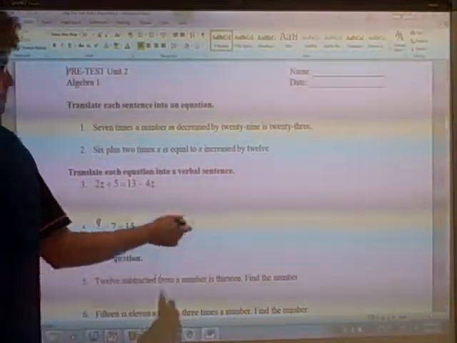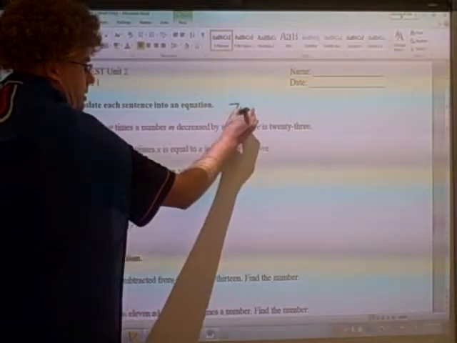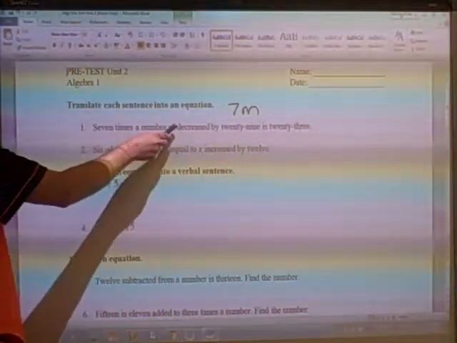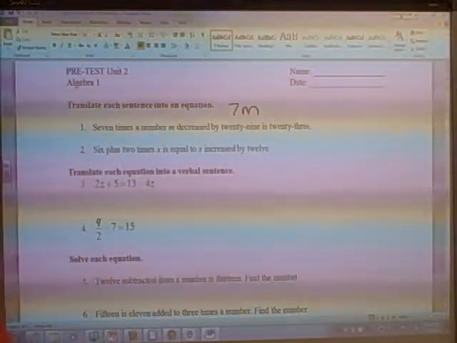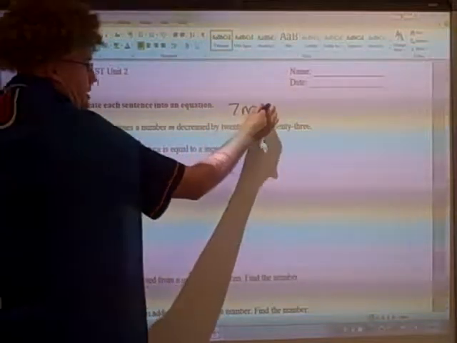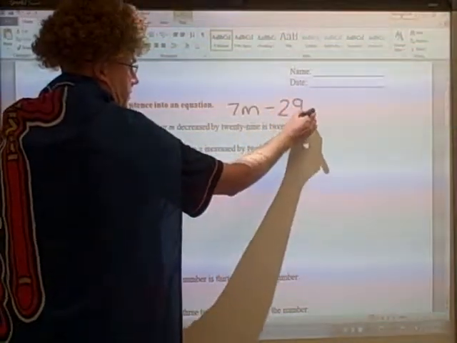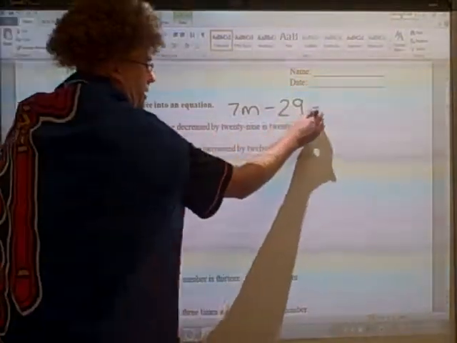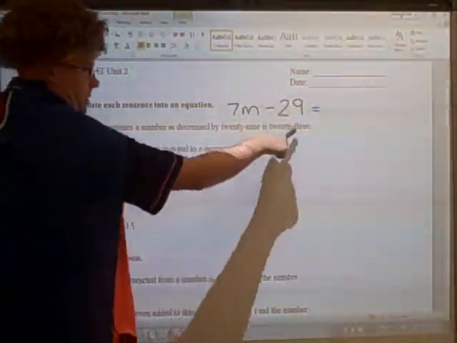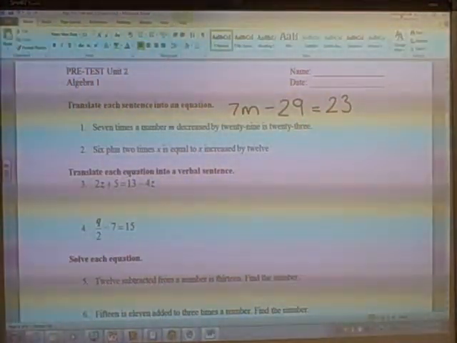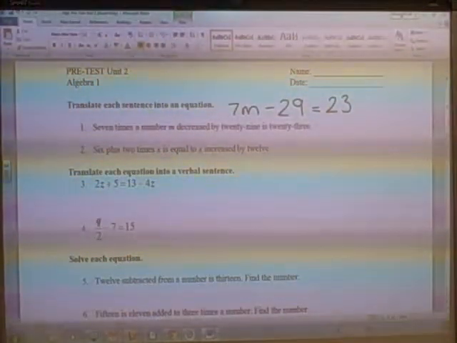So 7 times a number n, so in algebra, we're just going to write those two things next to each other, like that. We have to choose n because it tells us we're going to use n for this one, so we can't just pick x. Decreased by 29, so decreased means we're going to subtract, is, that's your equals, so that's where we get this equation from, 23. Now it doesn't ask us to solve or anything, so we're finished for this question.